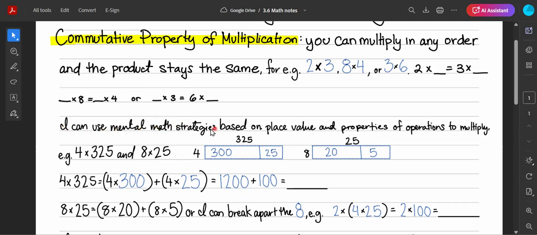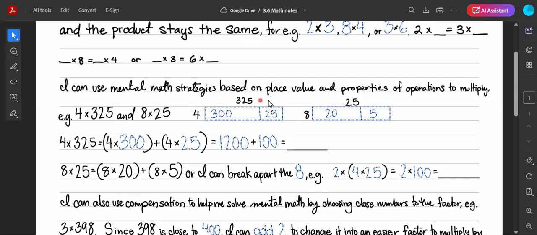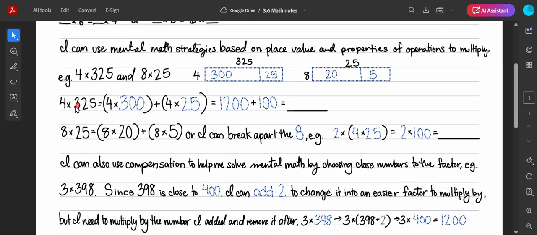I can use mental math strategies based on place value and properties of operations to multiply. For example, 4 times 325 and 8 times 25. This is when we are drawing an area model. So you put the place values inside of those areas and you can multiply them out. You can even put the answers inside there directly. And so here you would do 4 times 300, and then there you would have 4 times 25. And then if you do 8 times 25 again, break it into its place value, 8 times 20, and then 8 times 5. And so if you're doing 4 times 325, 4 times 300 plus 4 times 25, you get 1,200 plus 100 more. So you should get 1,300 right here.